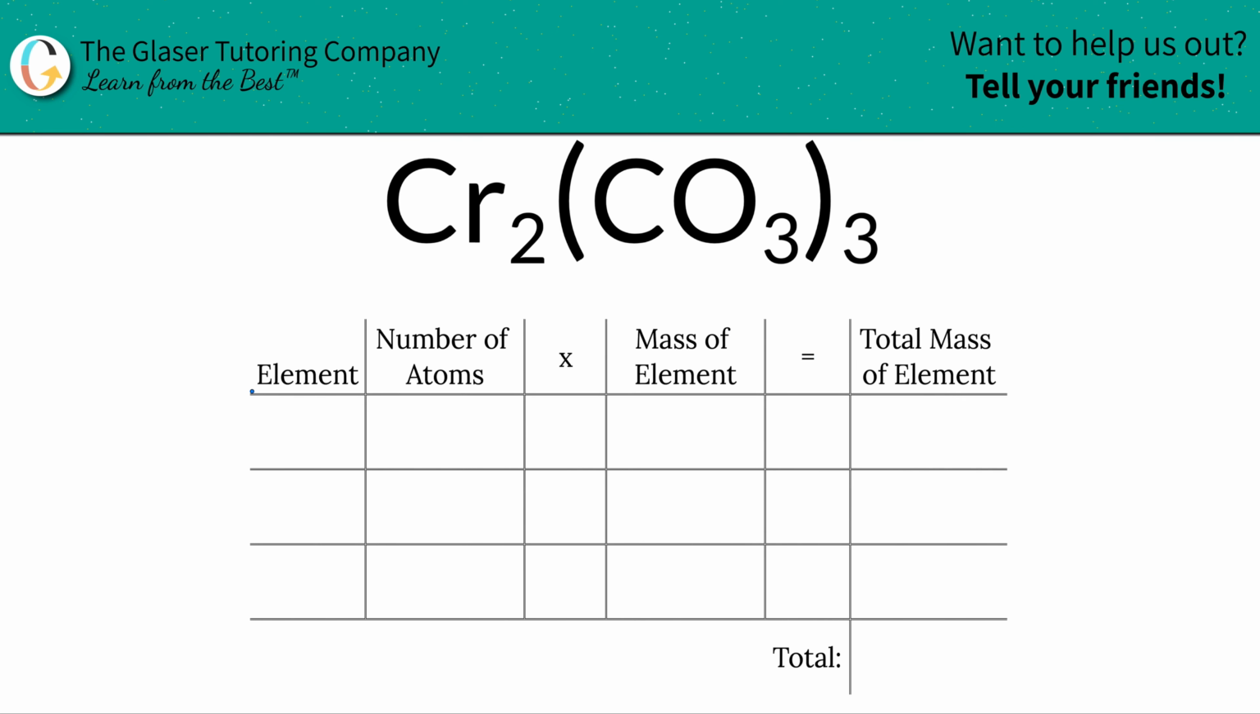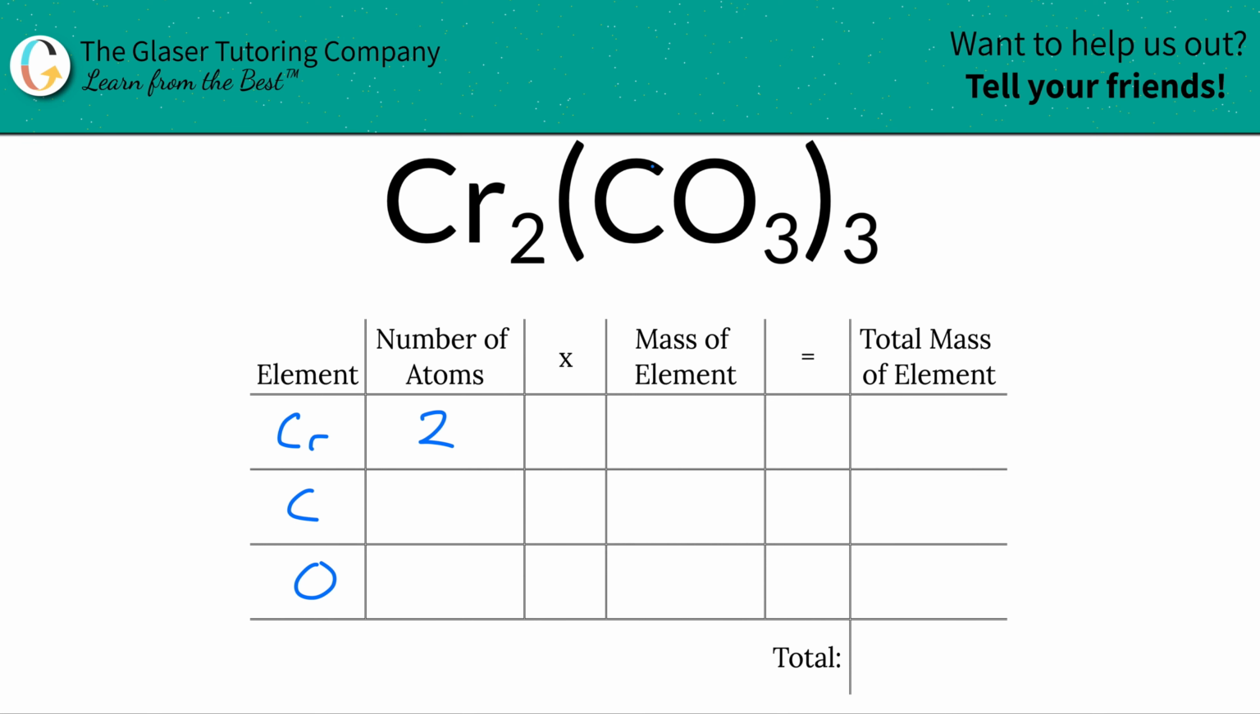Bam. So the first thing I'm going to do is write down the elements I see in the compound, right? So we see chromium, we see carbon, and we see oxygen. Next is to take into account the number of atoms of each, and that's where the subscripts come into play. So at the bottom of chromium, there's 2. That means that there are two atoms of chromium. I'm combining words. 2 atoms of chromium.